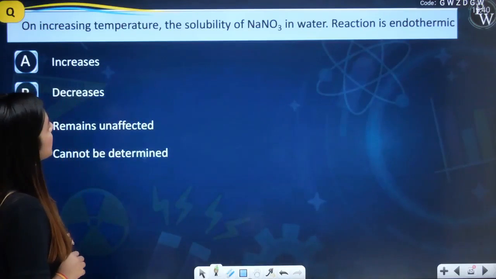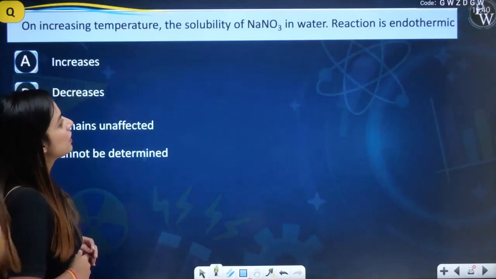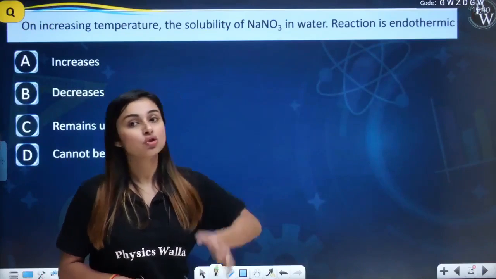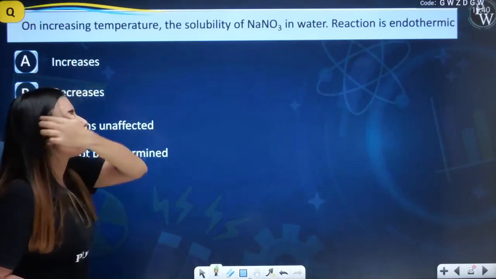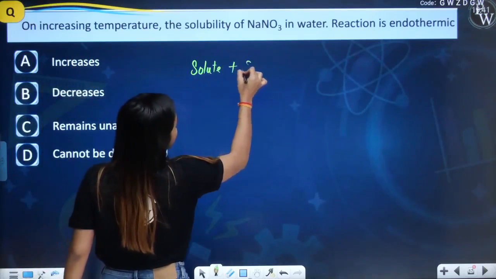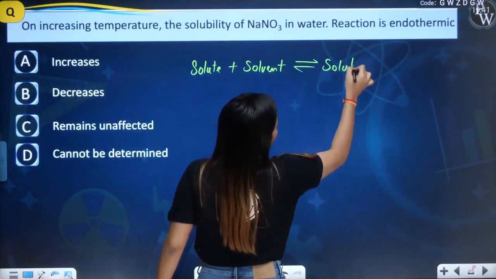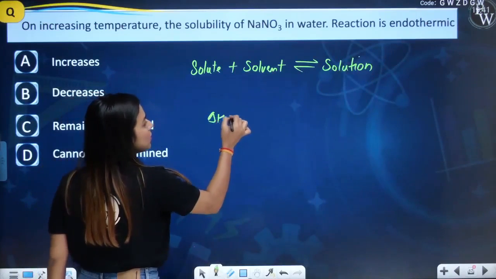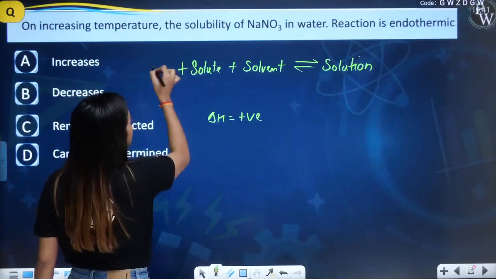On increasing the temperature, the solubility of NaNO3 in water increases, decreases, or what? Given the reaction is endothermic. This is the type of question you're generally asked. So try to do this question yourself. You have to tell the solubility of NaNO3. You know that you have a solute, you have a solvent, and this gives you a solution. And since the reaction is endothermic, it means delta H is positive, heat is absorbed, and so heat will be on the reactant side.